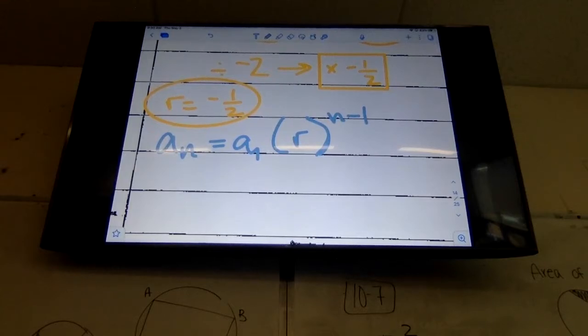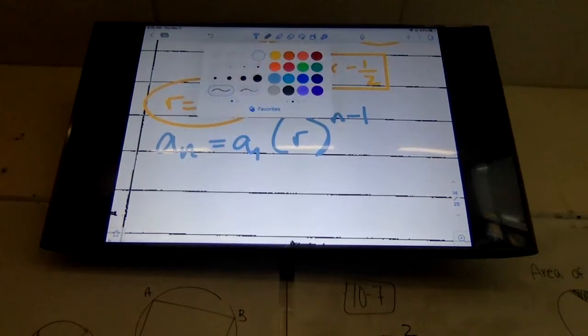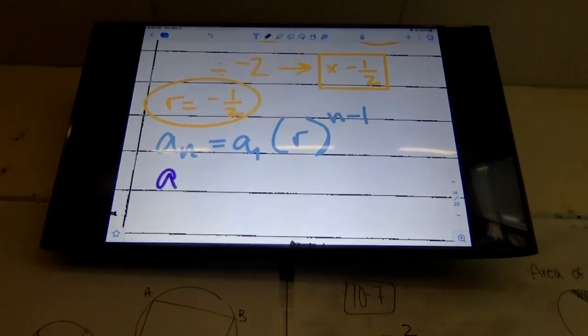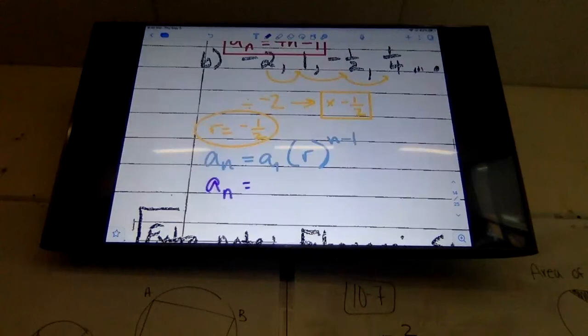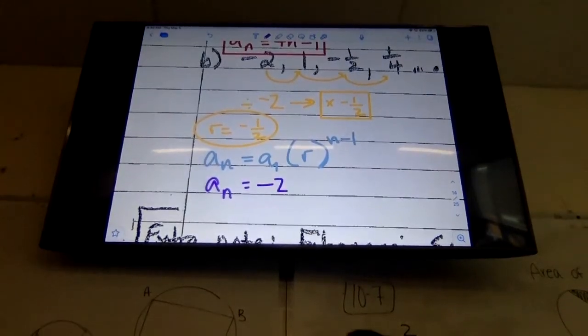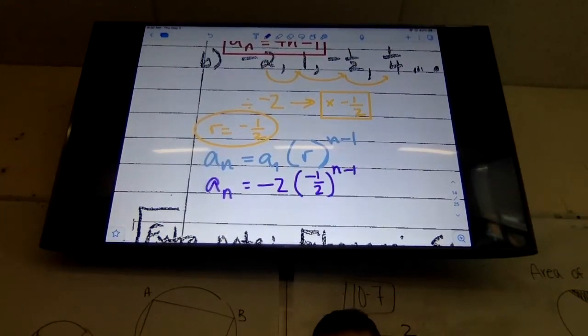And again, this is the explicit formula, so we don't know what my n is. I don't know what my a sub n is. I'm going to just let it be a sub n, and I'm going to let n just be n. What's my first term in this sequence? -2. Negatives and positives are so important here. Make sure that you carry them through. -2, what did you tell me my ratio was? -1/2. And then I don't know what my n is, so we're going to leave it as raised to the n minus 1.